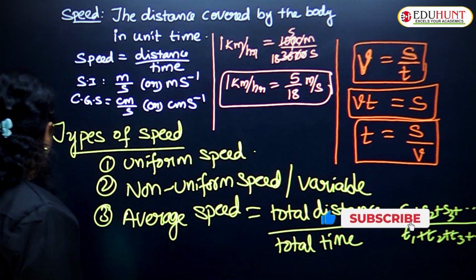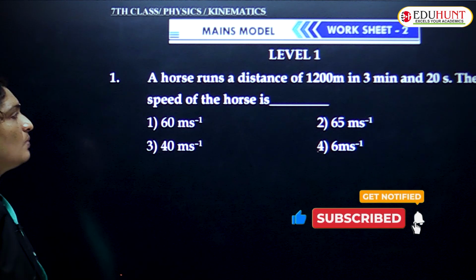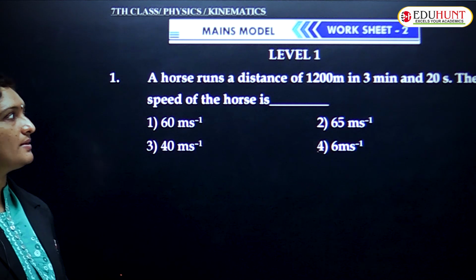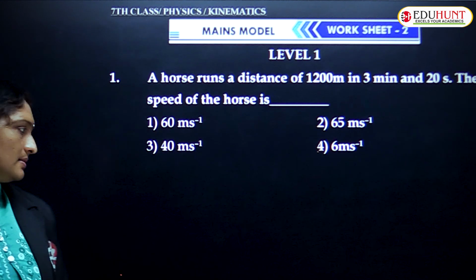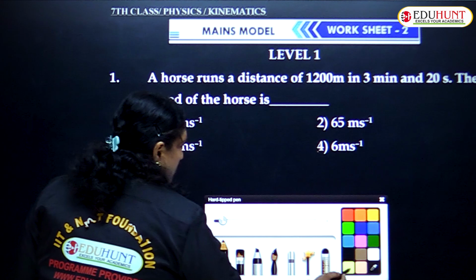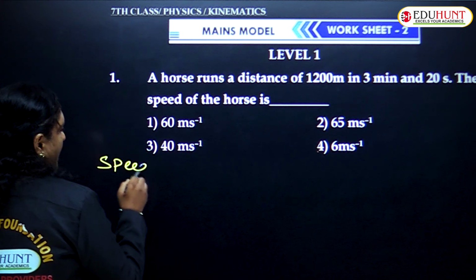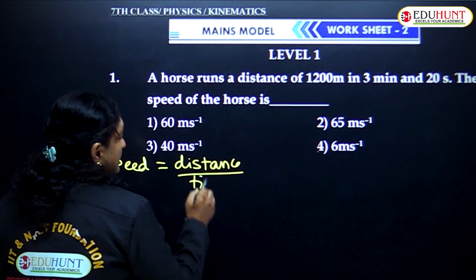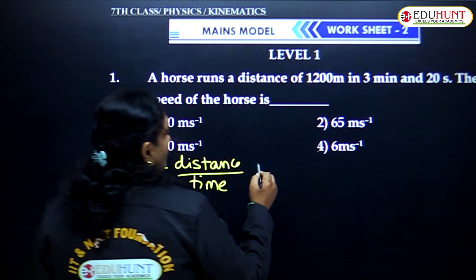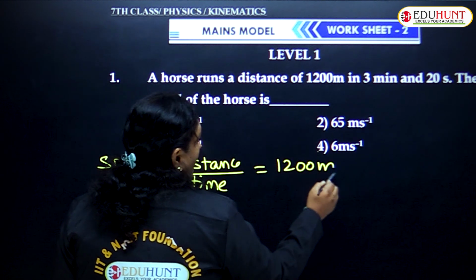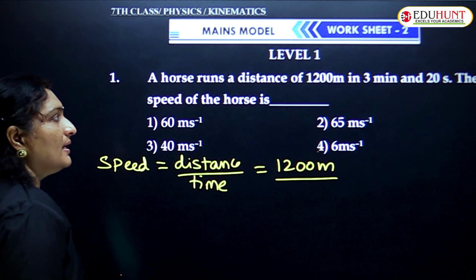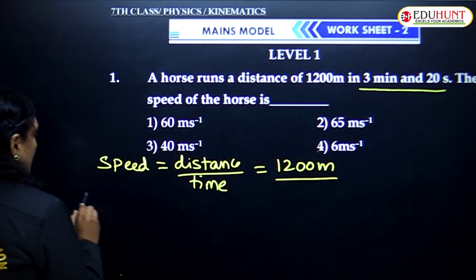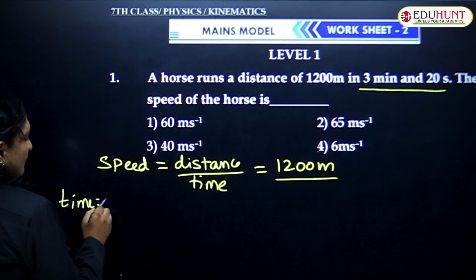Okay children, here we go with the numerical part. Worksheet number 2, level 1. A horse runs a distance of 1200 meters in 3 minutes and 20 seconds. The speed of the horse is. Children, earlier I told you that the formula for speed is distance upon time, where the distance is given as 1200 meters and the time as 3 minutes 20 seconds. First, let us find the value of time.